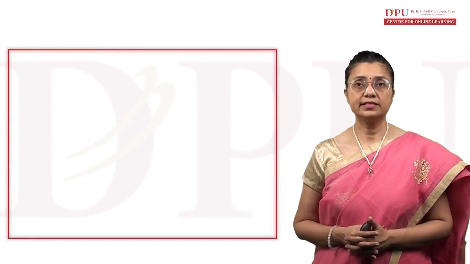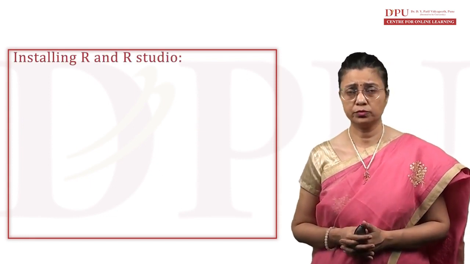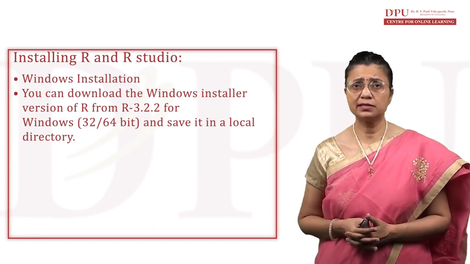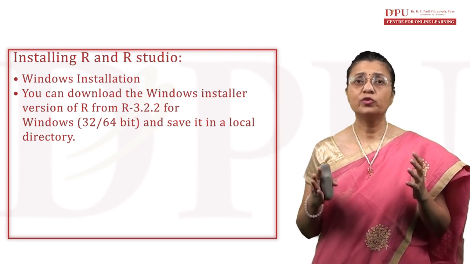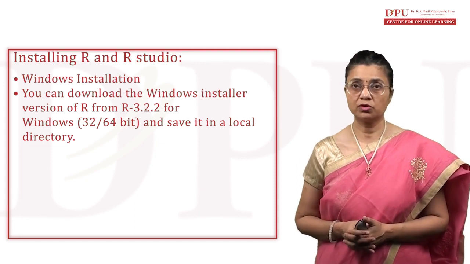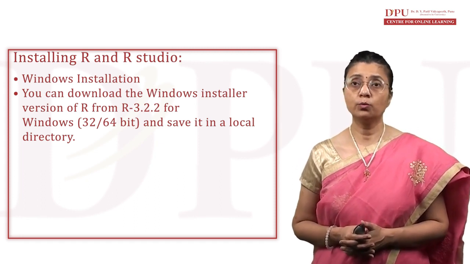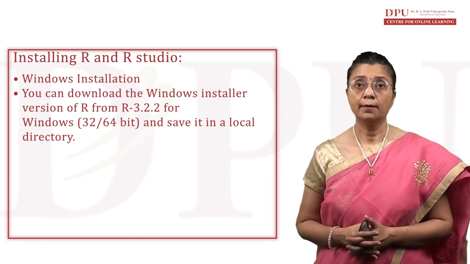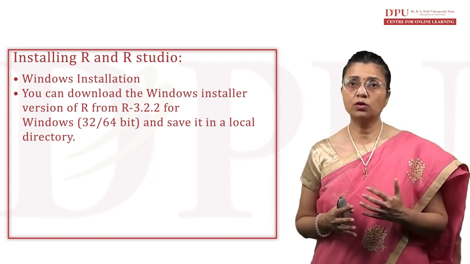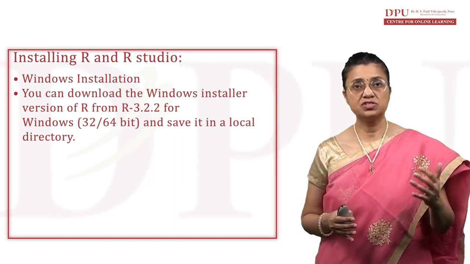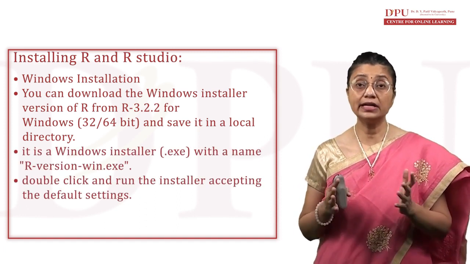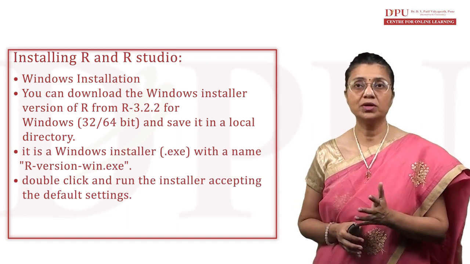Now let's understand how to install R and RStudio. It is a very quick process and you need not worry about it. It is very easy. I'm covering Windows installation in this lecture. You can download the Windows installer version of R 3.2.2 for Windows 32 or 64-bit platform and save it in a local directory. You can download this from the R website, which is available on the internet. It has a Windows installer, called an .exe file, with a name like R version win.exe.